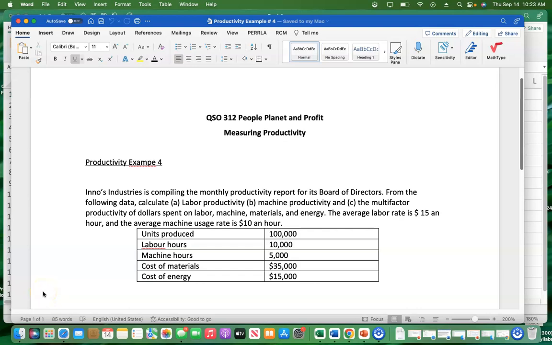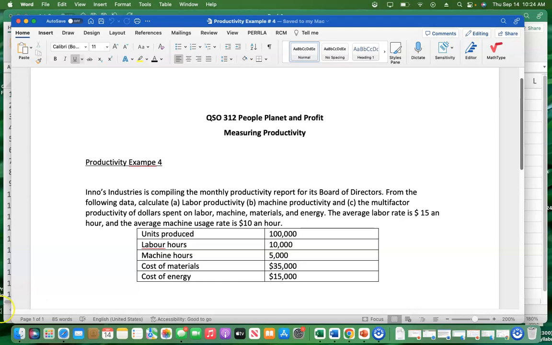Welcome again. We're going to work on productivity example number 4, and this one is posted in the Brightspace as well. This example says Enos Industries is compiling the monthly productivity report for its board of directors. From the following data, calculate labor productivity, machine productivity, and multi-factor productivity of dollars spent on labor, machine, materials, and energy. The average labor rate is $15 an hour, and the average machine usage rate is $10 an hour.